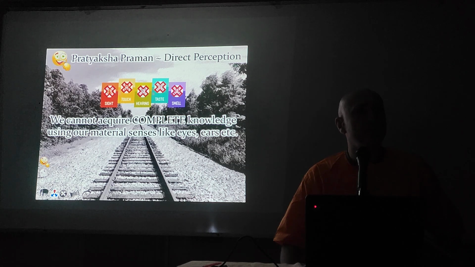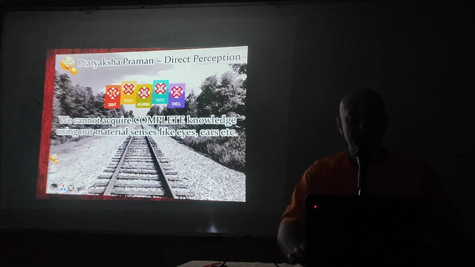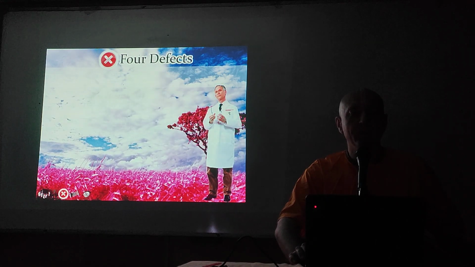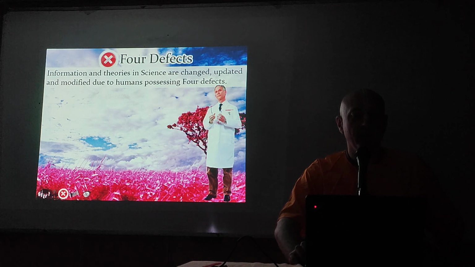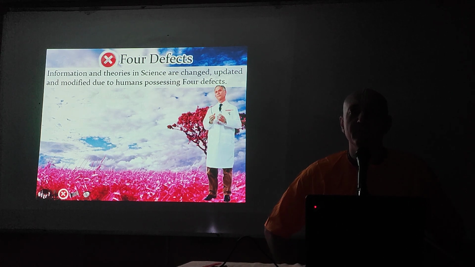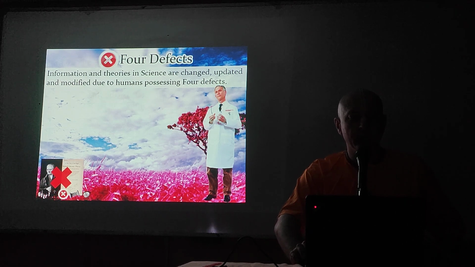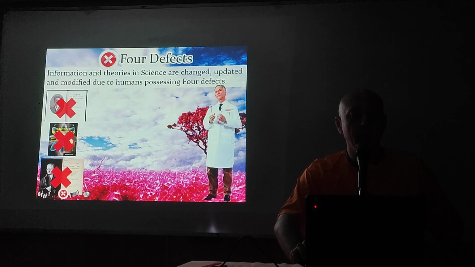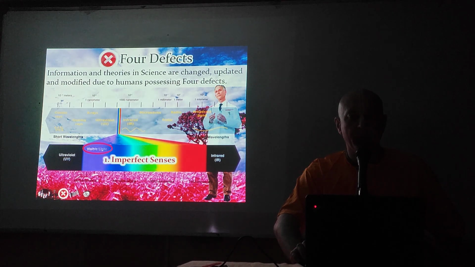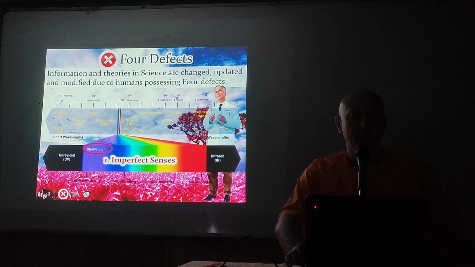It's not all just about perception, because our senses are not perfect. They're defective. So what are the 4 defects that every human being has, which we're going to discuss? Information and theories in science are changed, updated, modified because humans possess 4 defects, just like atomic theory, with so many different ideas about it. What is an atom? So first, imperfect senses, which limit our range of perceiving anything.